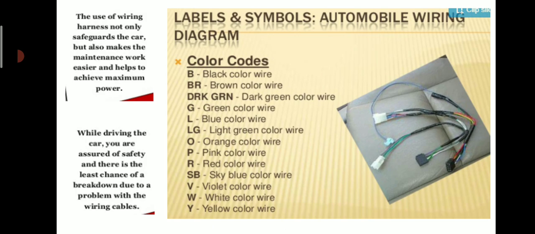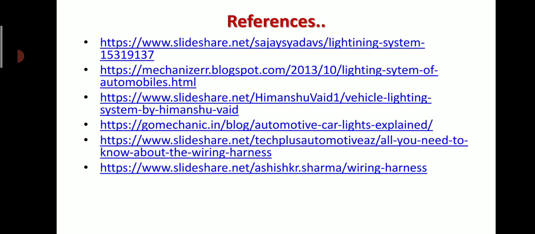P means pink color wire. R means red color wire. SB means sky blue color wire. V means violet color wire. W means white color wire, and for yellow color wire the symbol is Y.